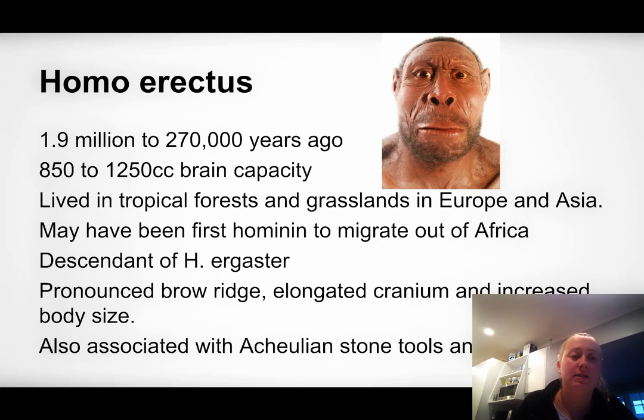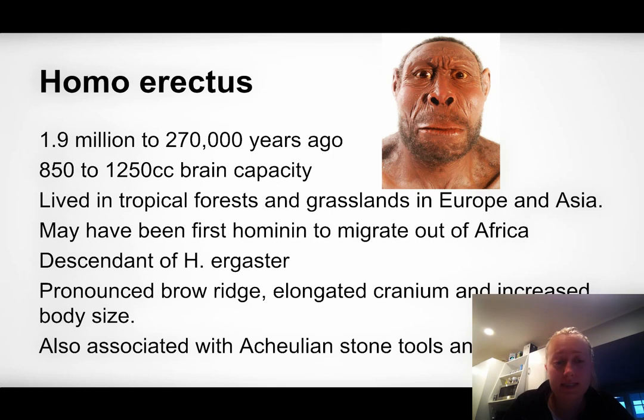Still quite a big difference in brain capacity. And a lot of that is due to the fact that they lived for so long, that the beginning of their species might have had quite a smaller brain, but as they slowly evolved, in the end, their brain capacity was up to 1,250 cc's. They lived in tropical forests and grasslands in Europe and Asia. So they're believed to be the first hominin to actually migrate out of Africa. And we're going to look at how they did that soon.